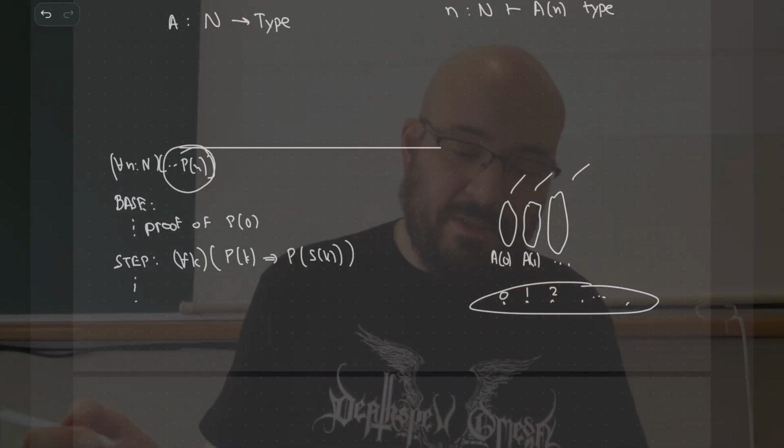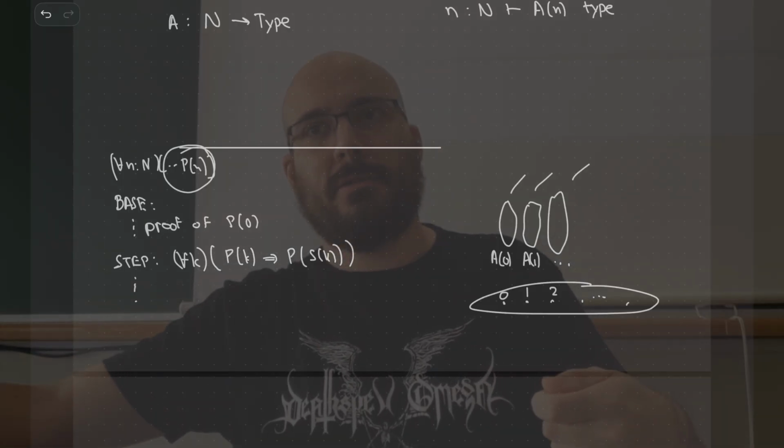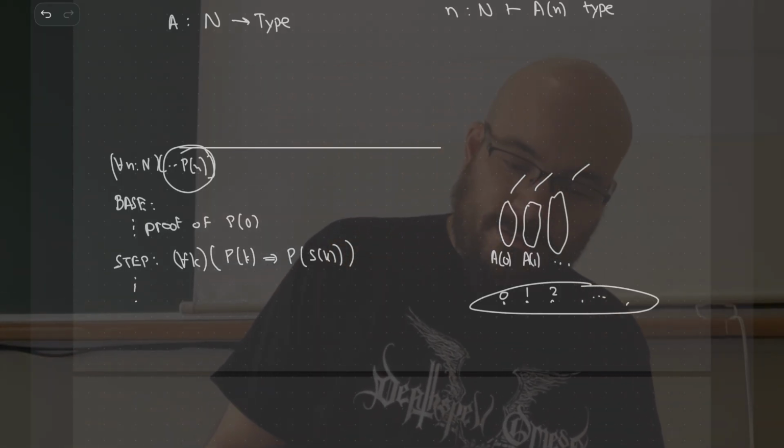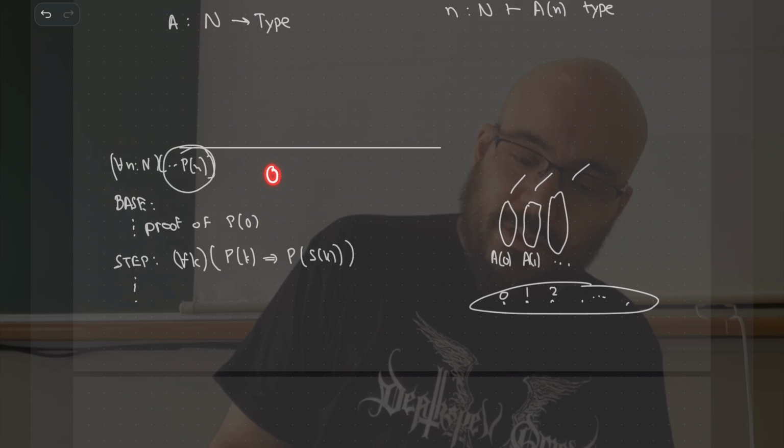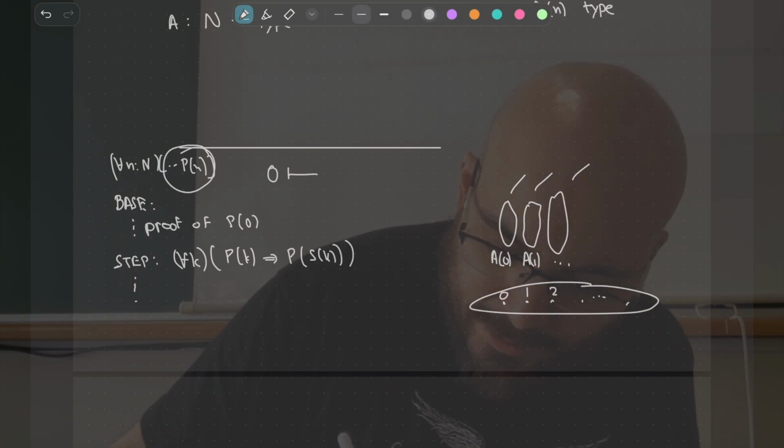But I do have dependent functions, so I would like a recursion that can work with dependent functions. A recursion that, I need to say, for 0, I need to map it to some element of type P of 0.